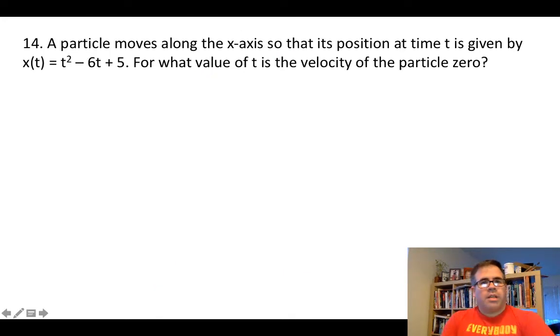All right, we have a particle. It's moving along the x-axis, so that its position is given by x of t is t squared minus 6t plus 5. For what value of t is the velocity of the particle 0?